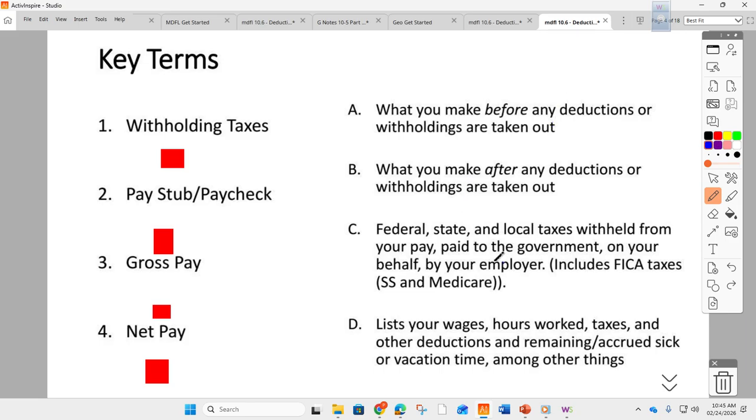All right, anybody feeling particularly confident about one of them? Layla? 2 is D as in dog or B as in boy? D as in dog. Yes, your pay stub or paycheck lists your wages, hours worked, taxes, and other deductions. All right, anybody else feeling confident about one?